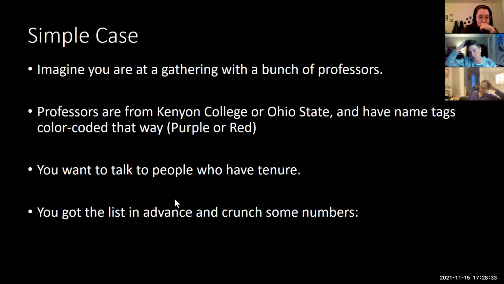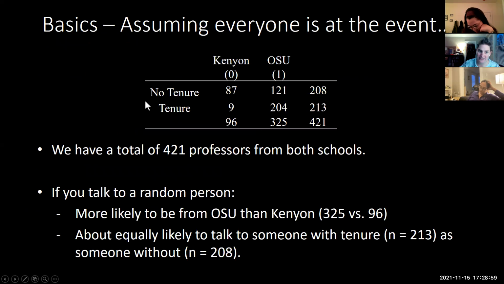Now, if you want to talk to people who have tenure, maybe you're looking at wanting to do a survey of people who have tenure. For some reason, you want to talk to people who have tenure. So I'm going to have 2 pieces of information. I'm going to have whether the people are from Kenyon College or from the Ohio State University, and I have whether the person has tenure or doesn't have tenure. And you got the list of people in advance, and you have some numbers. So here are the basics. It's a 2x2 table. I have whether the person is at Kenyon or whether the person's at Ohio State. Did the person have tenure or do they not have tenure? So this is my 2x2 contingency table, which I think you've seen a lot before.